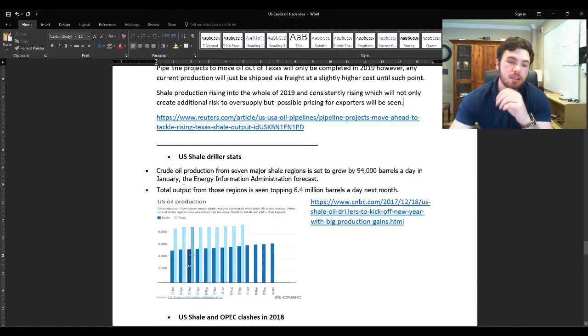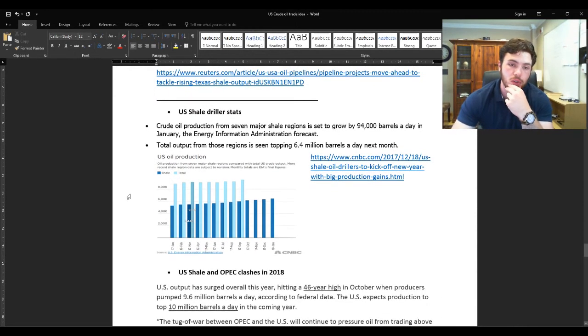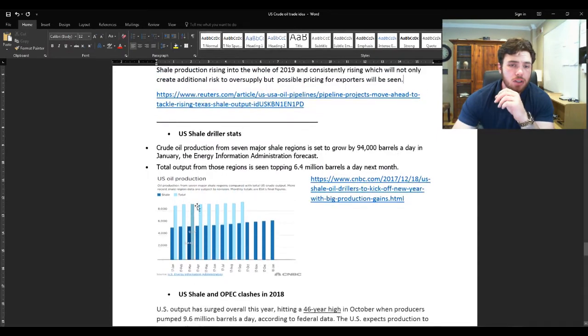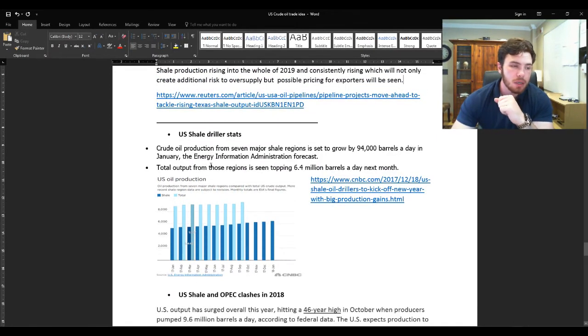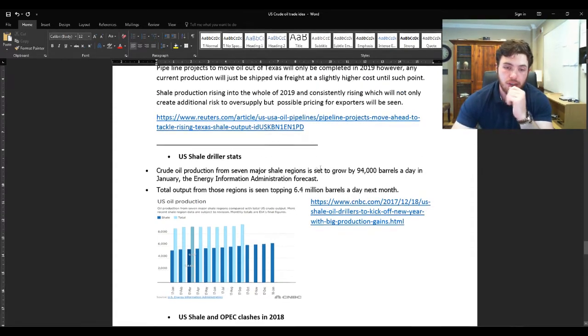Another one is the US shale driller stats. Like I said, shale drilling is going to be a massive impact to 2018. You can see here I've just put up some points. Crude oil production from major shale regions is set to grow by 94,000 barrels per day in January alone, per the Energy Information Administration forecast. So that is coming directly from the EIA. That is some seriously reliable information. And you can see also here, total output from those regions seen topping 6.4 million barrels a day next month.